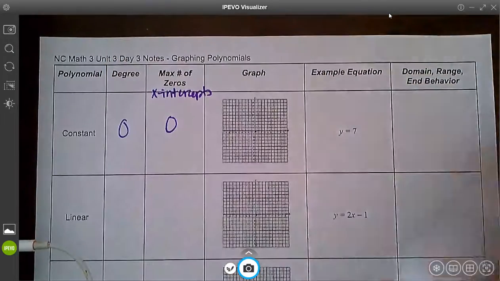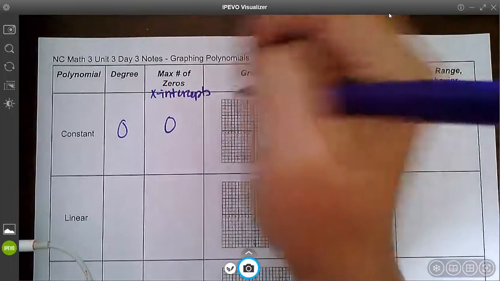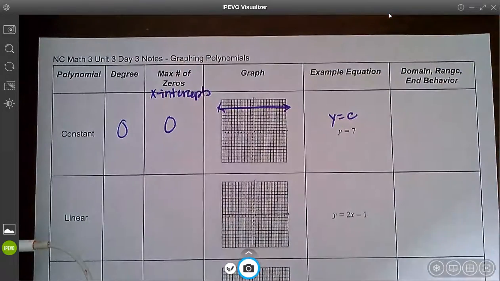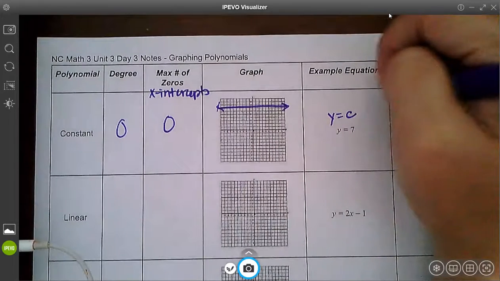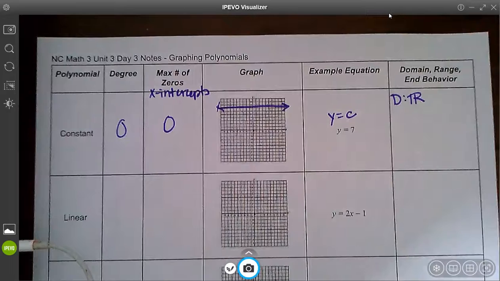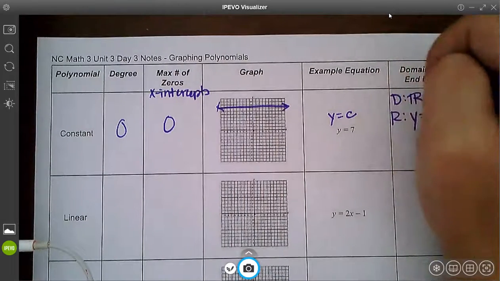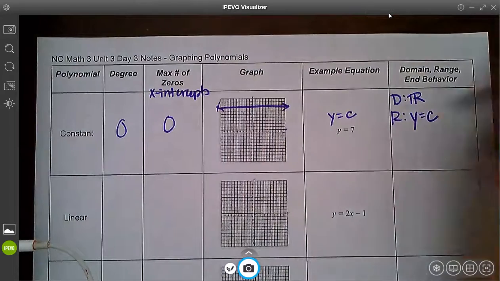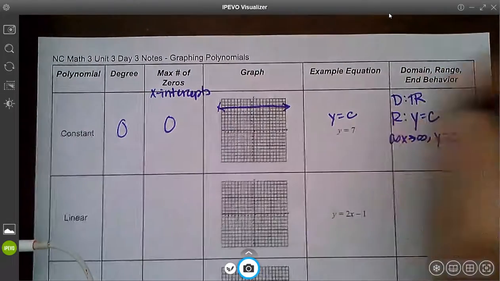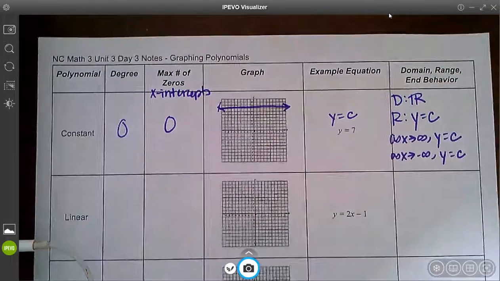If we were to graph this equation, it comes in the format y equals c, a constant. It would just be a horizontal line at that constant, which for this one, if you do y equals 7. The domain is always all real numbers. Your range, though, is just whatever your y equals. So your range is just y equals whatever your constant is. And then your end behavior as x goes to infinity, y is just going to equal your constant. And as x goes to negative infinity, again, y equals your constant.